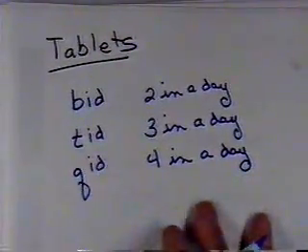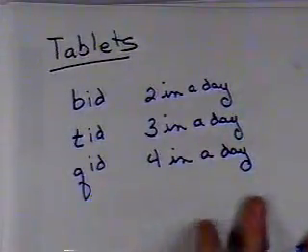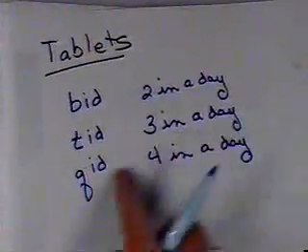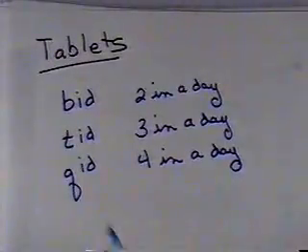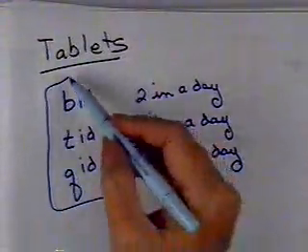So we'll be reading problems, and they'll not only tell us how much medicine, but they'll tell you to give it 2 a day, 3 a day, or 4 a day. So we need to memorize these abbreviations.